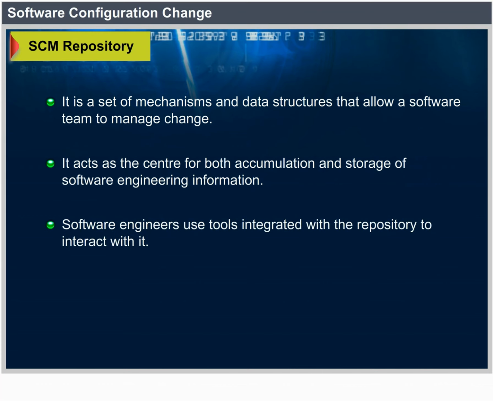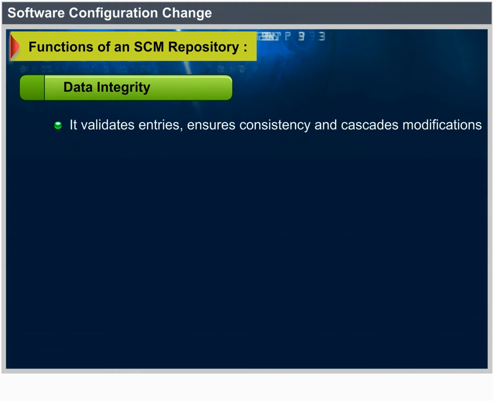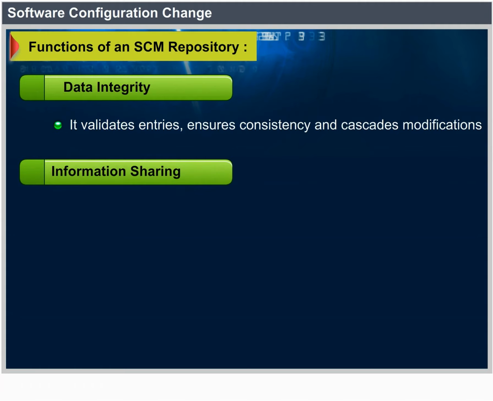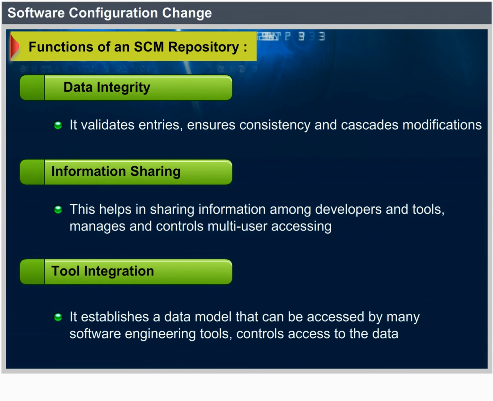Functions of an SCM repository. Data integrity: validates entries, ensures consistency, cascades modifications. Information sharing: shares information among developers and tools, manages and controls multi-user access. Tool integration: establishes a data model that can be accessed by many software engineering tools, controls access to the data.